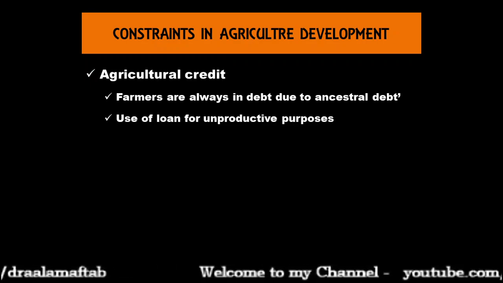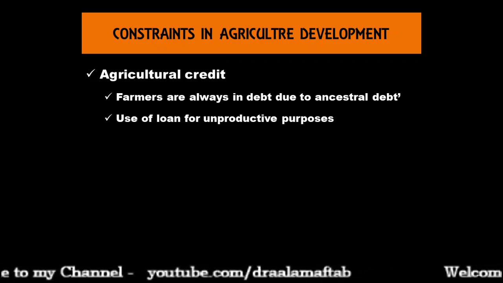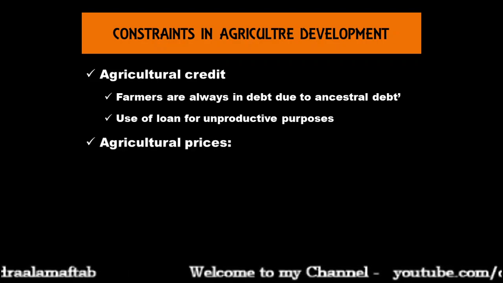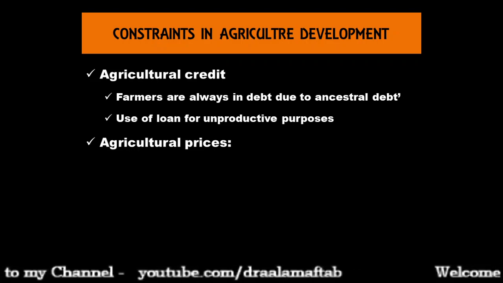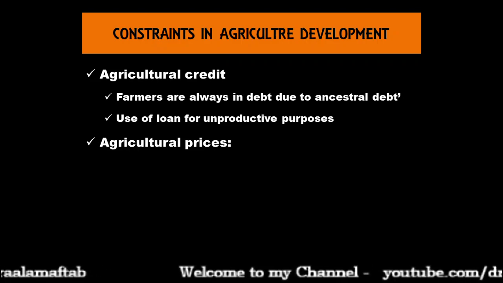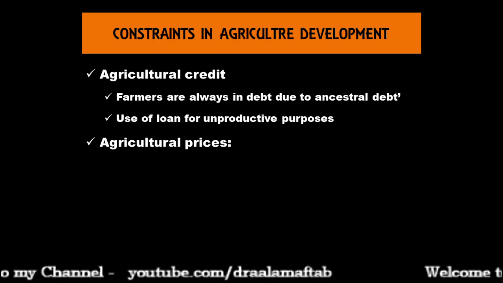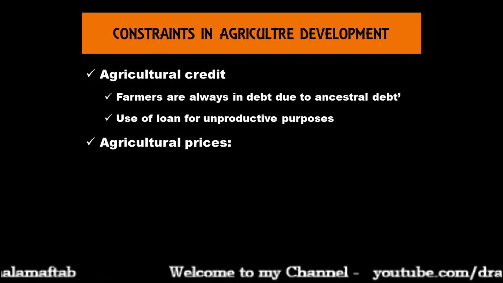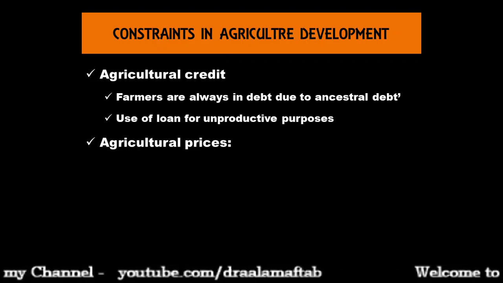And the farmers use the credit, the loan money, for unproductive purposes. That is also a wrong practice. And the next point, the last point, is agricultural prices. In order to increase food production, it is necessary to ensure prices of food grains, and it should be set by the government from time to time. Sufficient incentives should be given to the farmers so that they can earn a reasonable income.